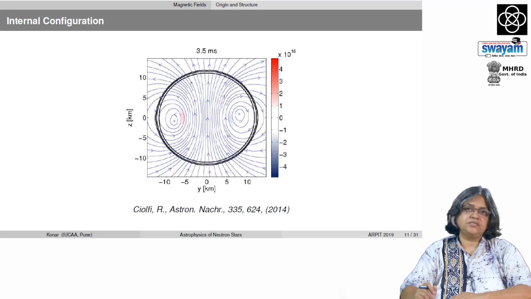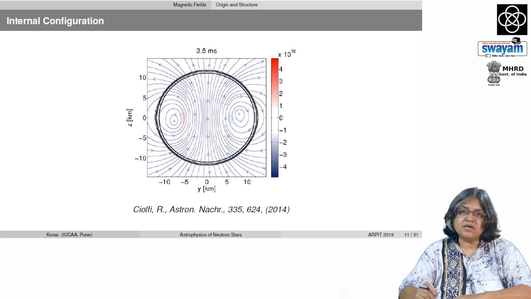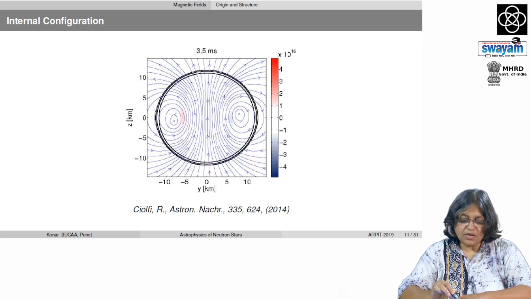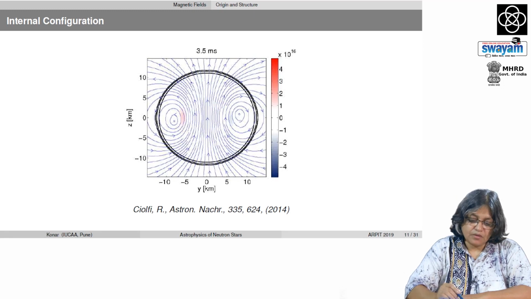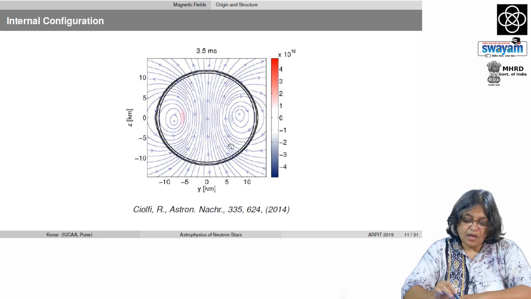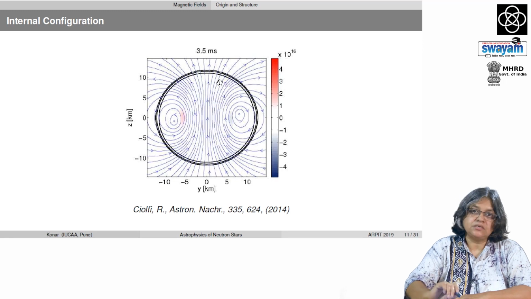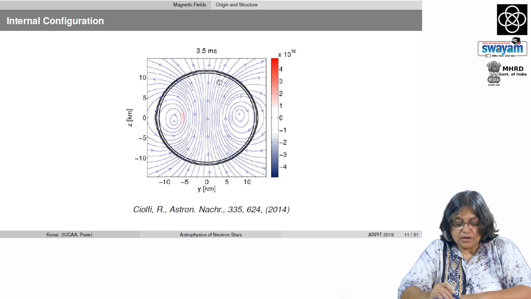How do the field lines look inside? What is the internal configuration of such a dipolar field? If it is a star centered dipole, the magnetic flux threading through the entirety of the neutron star, then it would look somewhat like this. This is the boundary of the neutron star, and magnetic field lines are going through the star in this fashion.